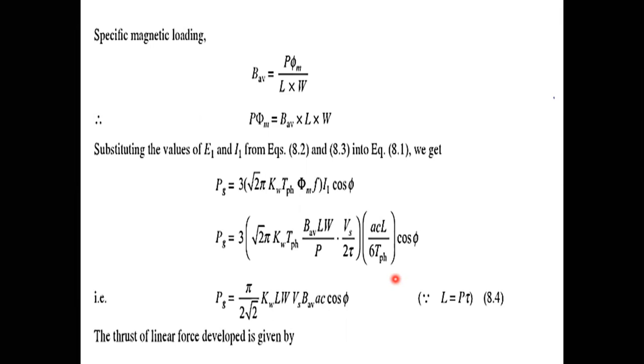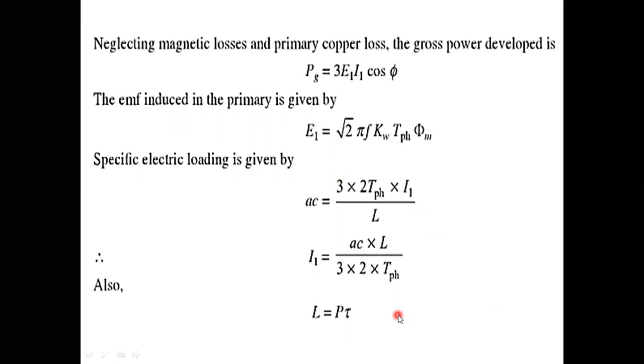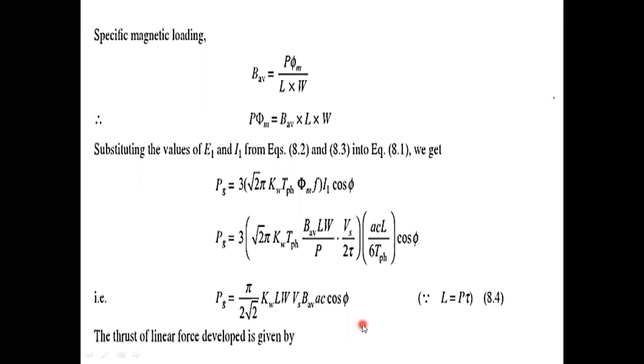Then we are calculating P phi m, and by solving this, L is equal to P into tau from the previous equation. Multiplying with this L equal to P tau, P can be cancelled, therefore phi m is equal to B average into tau into W, where W is nothing but the width of the field system.